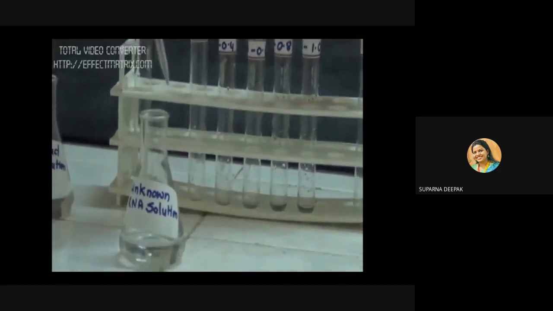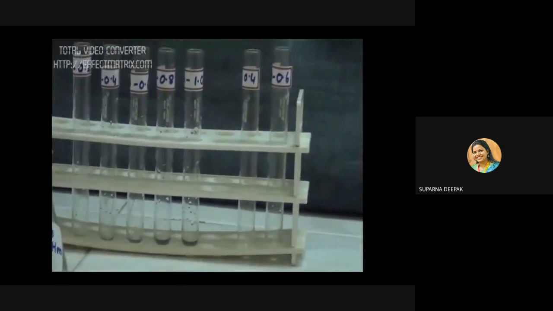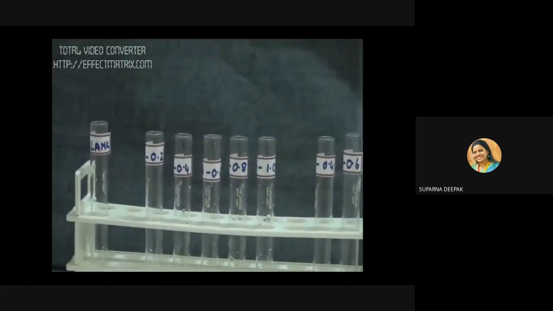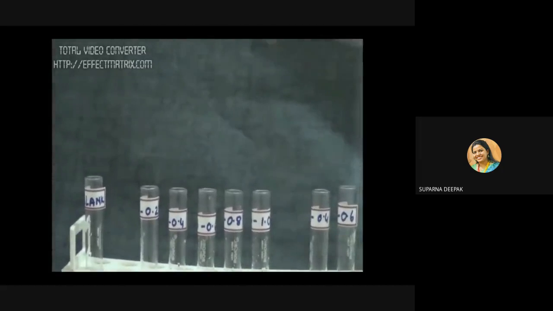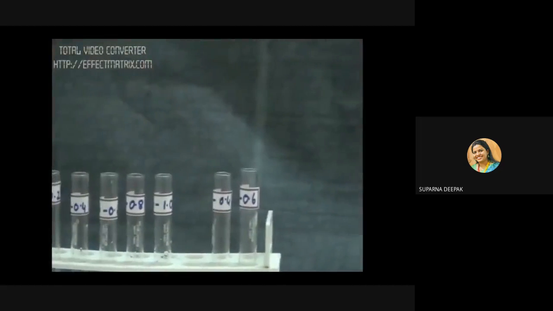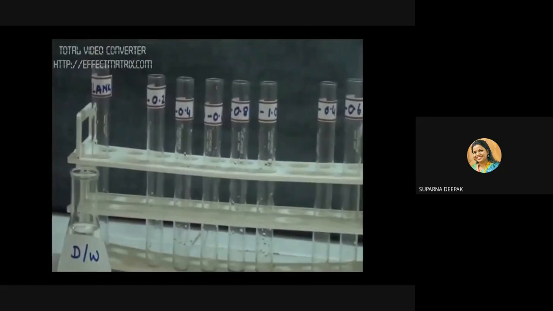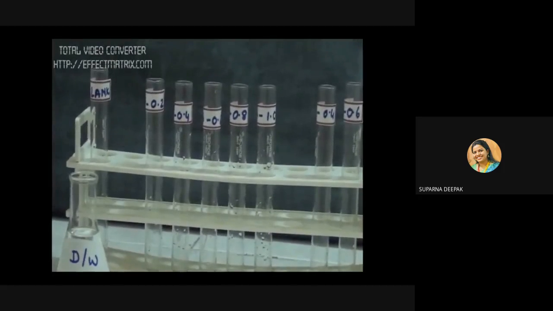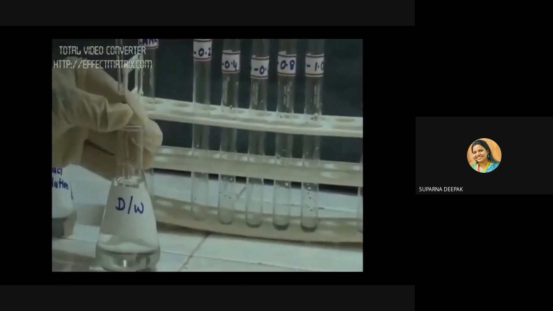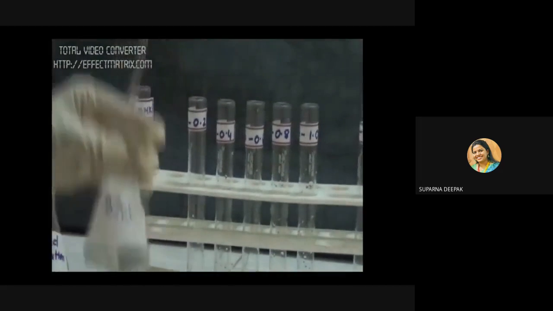Now we take unknown RNA solution. We are taking electrode of 0.4 and 0.6 ml. So now we have filled the electrode. Now we will just make the level of all the electrodes and the unknown tubes to 1 ml. And for that we are using distilled water.